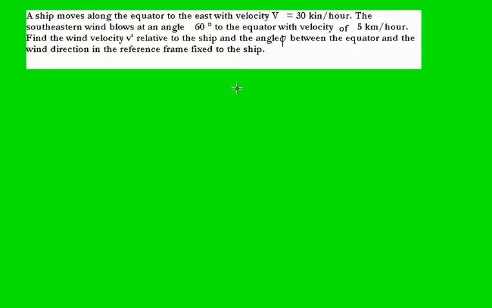Hi, let's get on with the next problem. A ship moves along the equator with a velocity v equal to 30 kilometers per hour. The southeastern wind blows at an angle of 60 degrees to the equator with a velocity of 15 kilometers per hour. We have to find the velocity of the wind relative to the ship and the angle between the equator and the wind direction, in a frame fixed to the ship, which is nothing but relative to the ship.